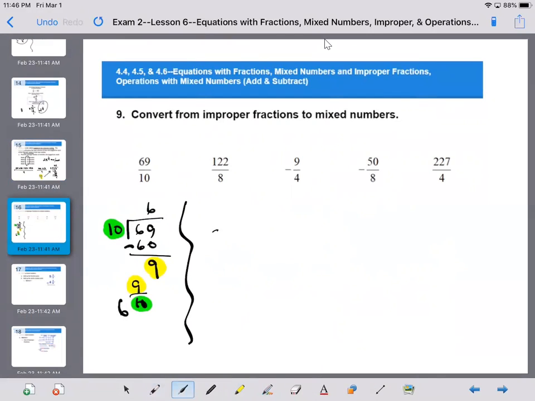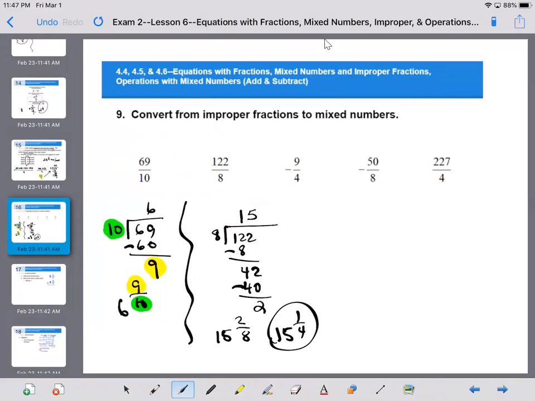How many times will 8 divide 122? Well, 8 will divide 12 tens 1 time. So 12 tens take away 8 tens is 4 tens. Bring down the 2 ones. So now 8 will divide 42, which looks like 5 times. So that's 40. So you're going to get 15 and 2/8, which we would like to simplify the 2/8 to be 1/4.